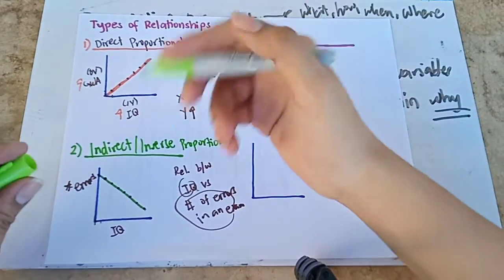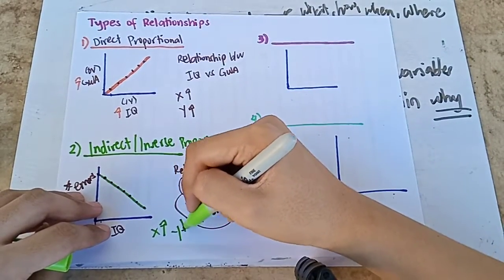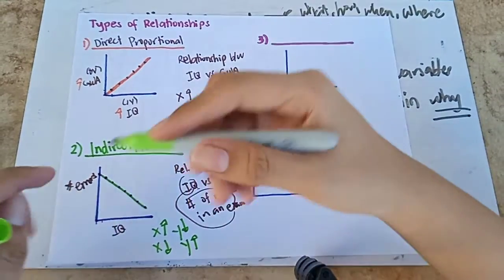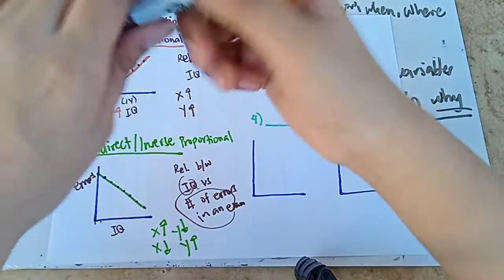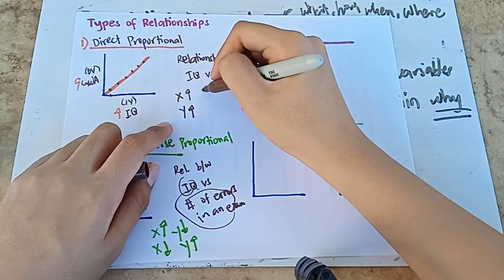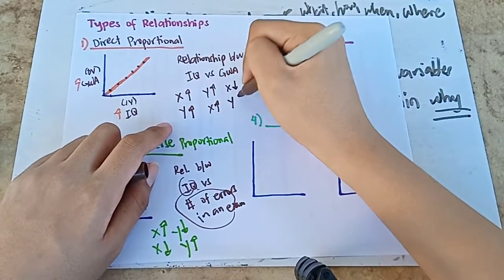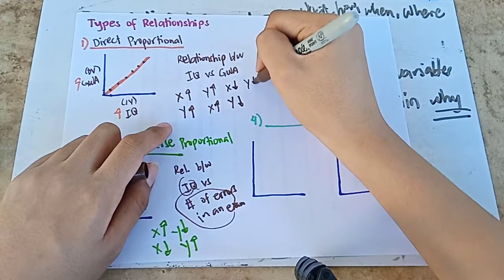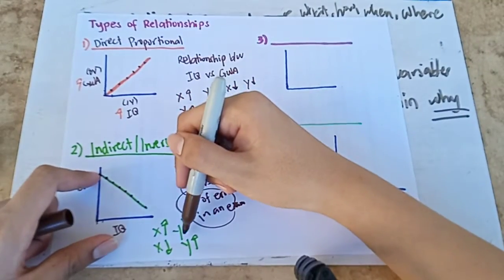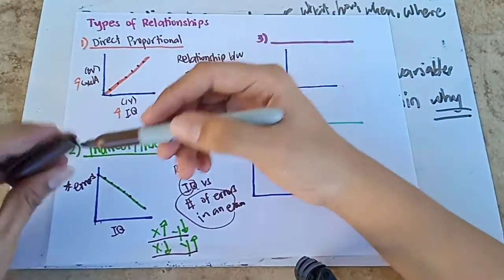In an indirect or inverse proportional relationship, as the x increases, the y decreases, or as the x decreases, the y increases. Something we forgot with the direct proportional relationship: as the x increases, the y increases, and this is also the same as, as the y increases, the x increases. As the x decreases, the y decreases. As the y decreases, the x decreases. In indirect or inverse proportional, as the x increases, the y decreases. As the x decreases, the y increases. So, that is the main difference.